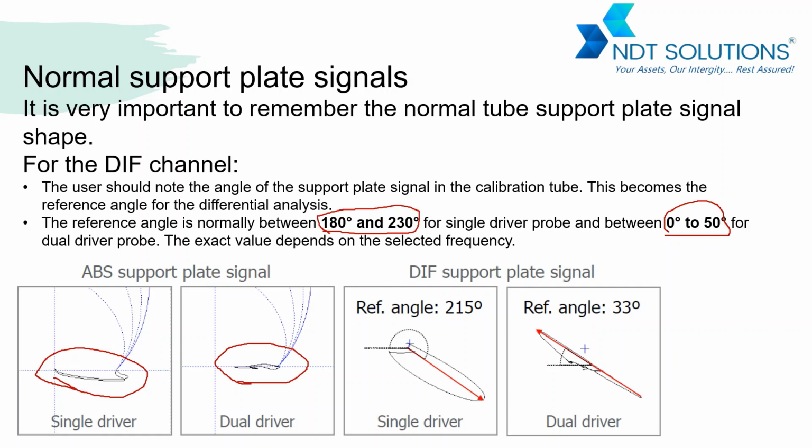Similarly, in the differential channel, we'll get the support plate at 215 degree, and if you are using dual drive, we will get it at approximately 33 degree. It may differ also, depending upon the material and the thickness, but not much. So keep this in mind, many times we get confused why our baffle signal is coming like this and why we are getting it like this. If we are using single drive, our baffle support plate signal appears like this, and if we are using dual drive, our baffle plate will appear like this.